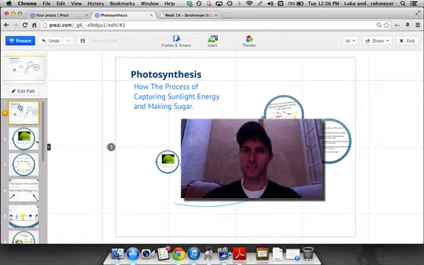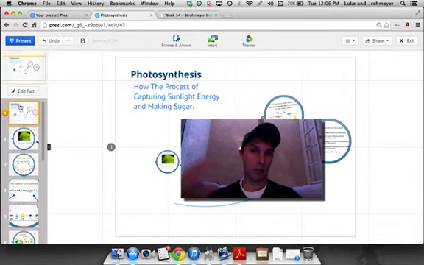So photosynthesis is pretty easy when you think about it. It's the process of capturing sunlight energy to make sugar. But the process itself is quite a bit more sophisticated. And I'm not saying you have to learn it to its most sophisticated level, but we're going to have a good working knowledge of this process.